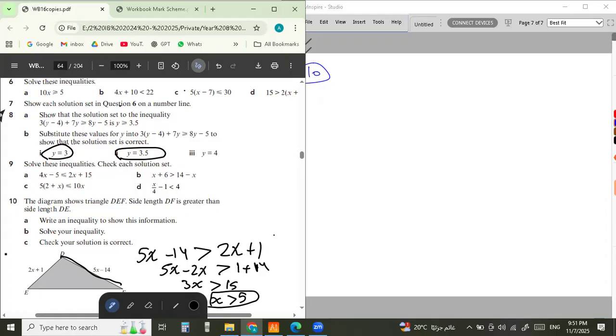Check your solution is correct. You can just remove x and write 6, for example, because we said x is greater than 5. So 5 times 6 is going to be 30. 30 minus 14 is 16. Now, if I remove here x and write 6, 2 times 6 is 12, plus 1 is 13. Yes, that's true. DF is greater than DE, and my solution is correct.